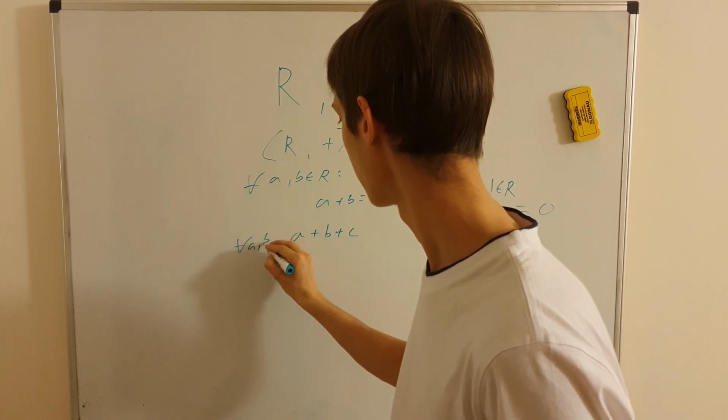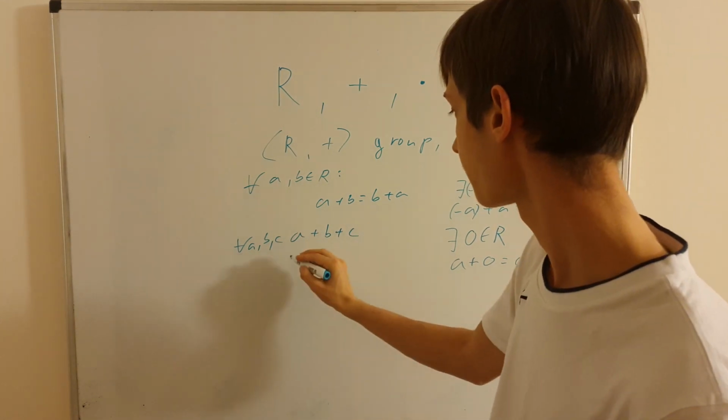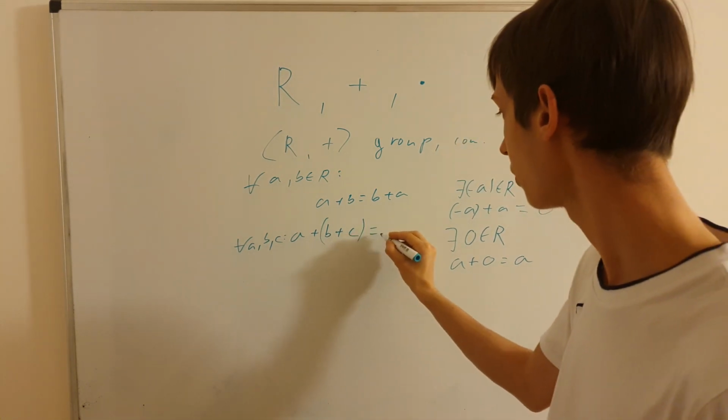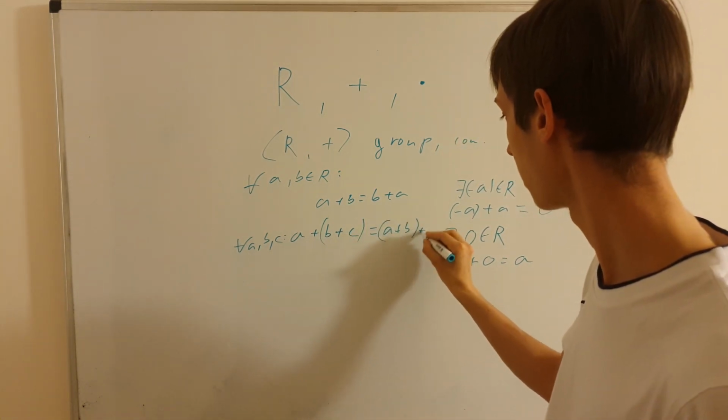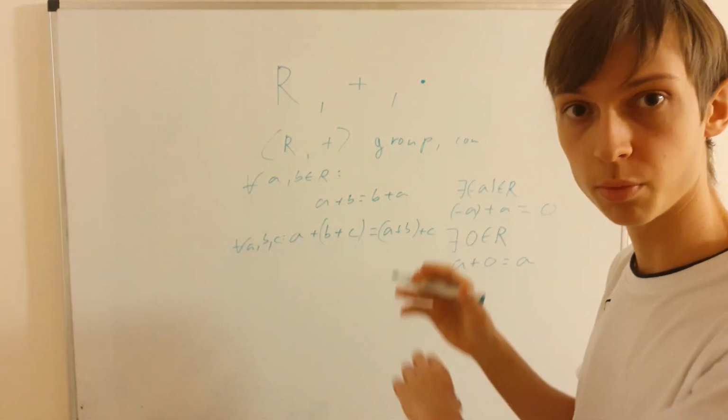I'll add this again because there's another C here. A plus B, plus C, where the parentheses are here, equals A plus B plus C as follows. So these are the first few properties connected to it being a commutative group.